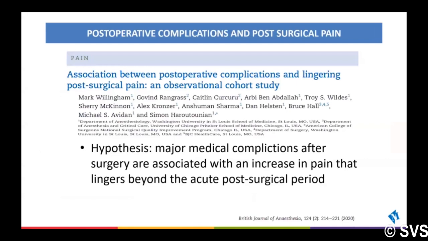This research group published in the British Journal of Anaesthesia in 2020 about the association between postoperative complications and lingering post-surgical pain. It was an observational cohort study. Their hypothesis was that major medical complications after surgery are associated with an increase in pain that lingers beyond the acute post-surgical period.